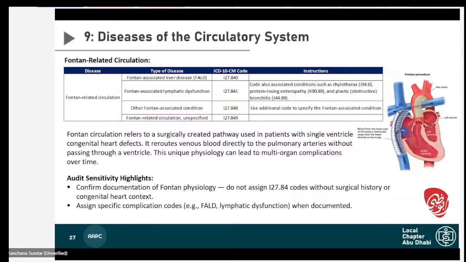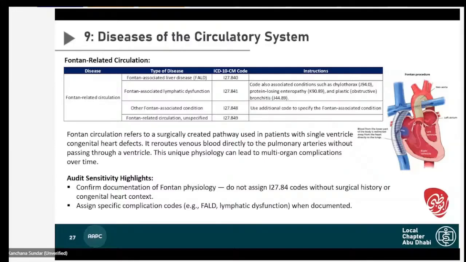But in the long run, it causes related diseases. So those are the Fontan associated diseases for which we now have codes to address. So there is Fontan associated liver disease, Fontan associated lymphatic dysfunction, other Fontan associated condition, and Fontan related circulation unspecified is also available for us to further specify this condition. And you can see in the instruction in the table that we have an opportunity to also code the associated conditions along with this Fontan related circulation.